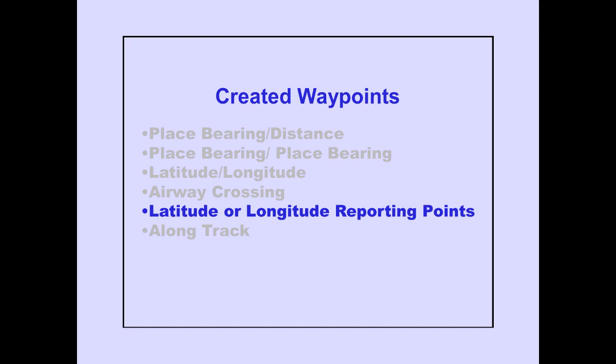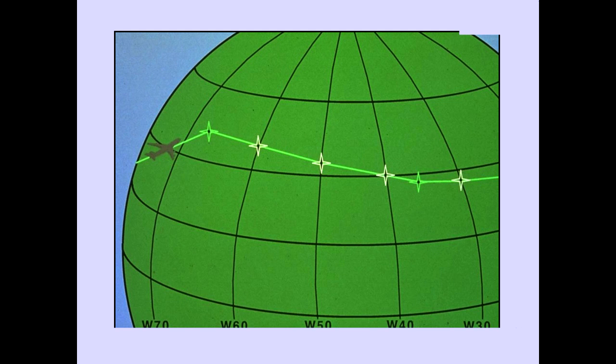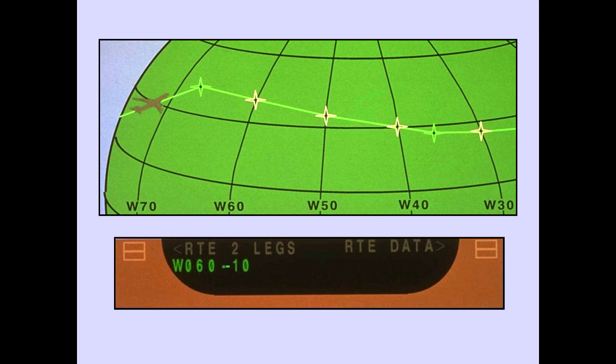Let's now look at latitude or longitude reporting points. Reporting points can be created where a specific latitude or longitude will be crossed. In this example, the longitude of west 060 and intervals of 10 degrees are used to create the reporting points.